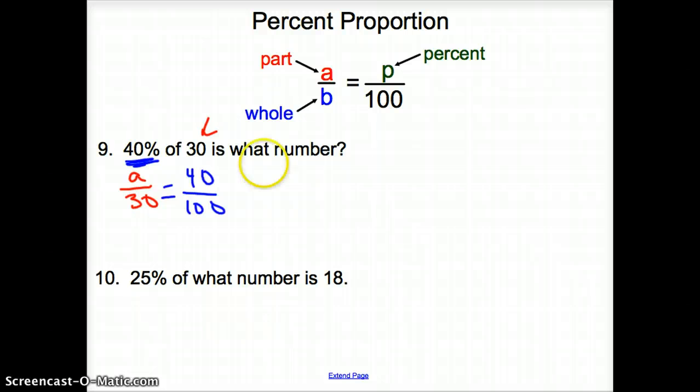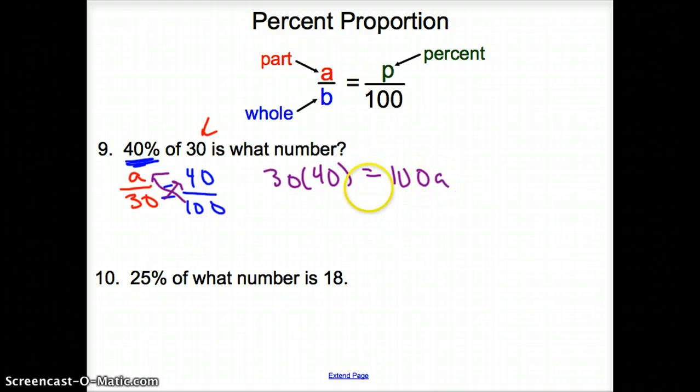Now the fun part here is that we get to cross multiply, and so when we cross multiply, I take 30 times 40, and I'm going to write it over here, 30 times 40, and that's going to be equal to 100 times A. Now we keep going with this. 30 times 40 is 1,200, and that's going to equal 100A. And now we have to solve for A.